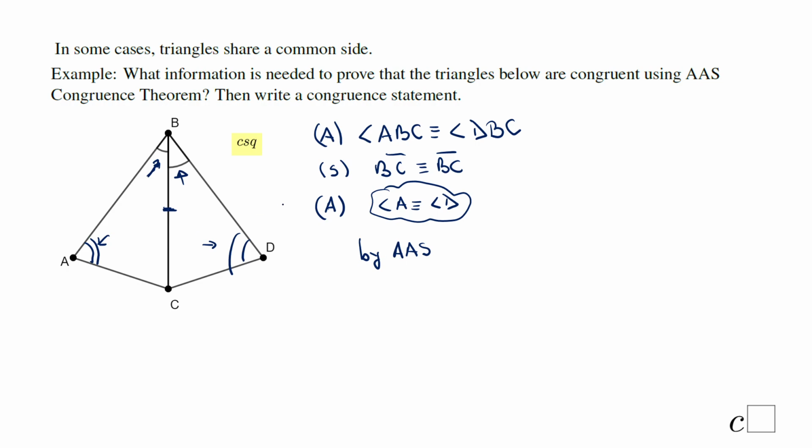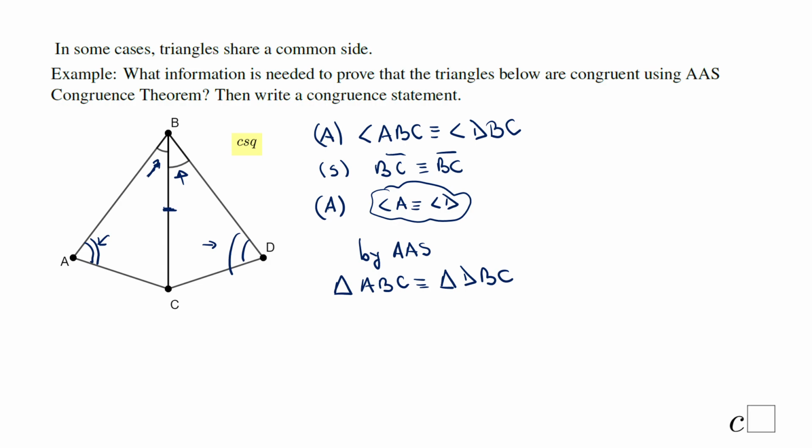If you take a look at the picture, these two triangles. So triangle, let's say now you say ABC, because you can start anywhere, congruent to what triangle? Triangle DBC. Okay, and that's it for this example.